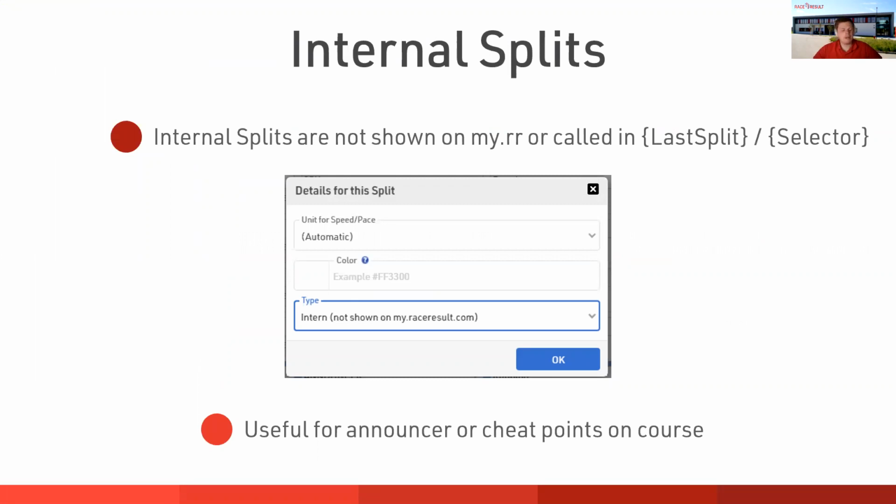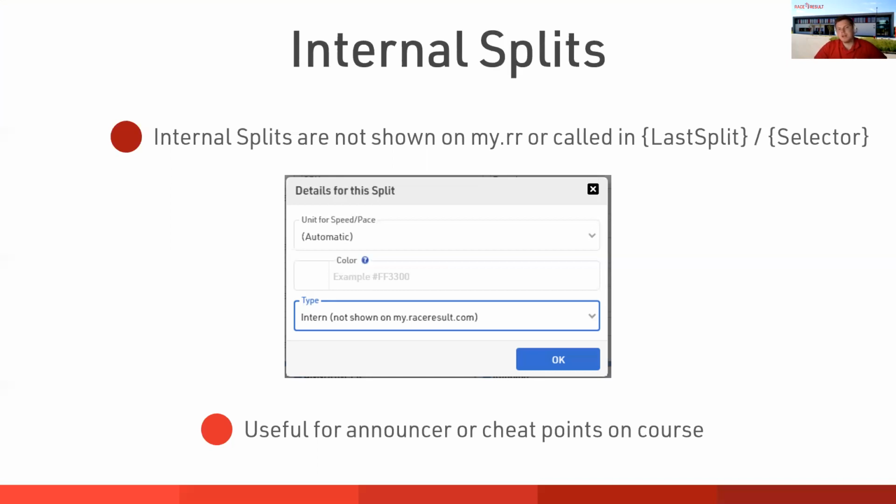The second hint I want to give to you is the internal splits. So internal splits are not shown on my result or called in the last split or the selector. And where can I find them? In the details for this split, you can define the type of your split. Then you can also define the unit for speed and pace if you want to have any deviating units, if you don't want to rely on the automatic unit, but you want to decide what unit to use. And the internal split is useful for announcer or cheat points on course, because obviously cheat points, the participant should not know that there is a cheat point, but you as a timer, you want to know, and the organizer might want to know as well.